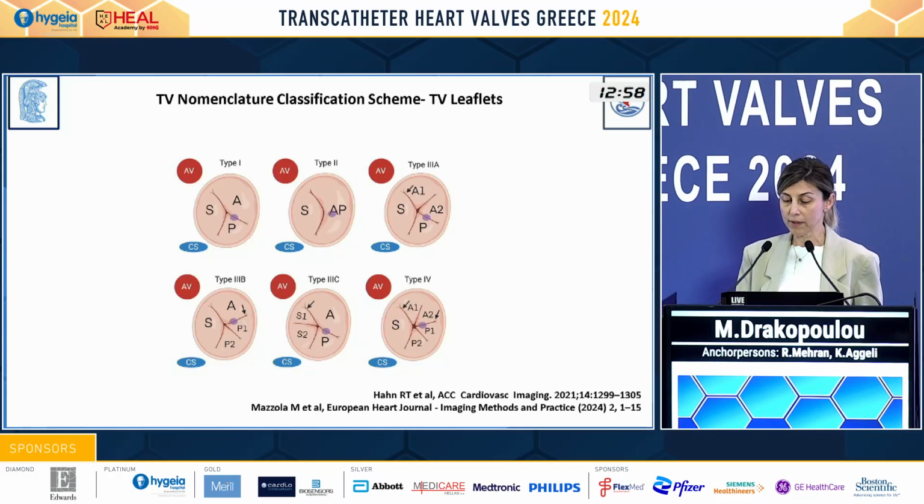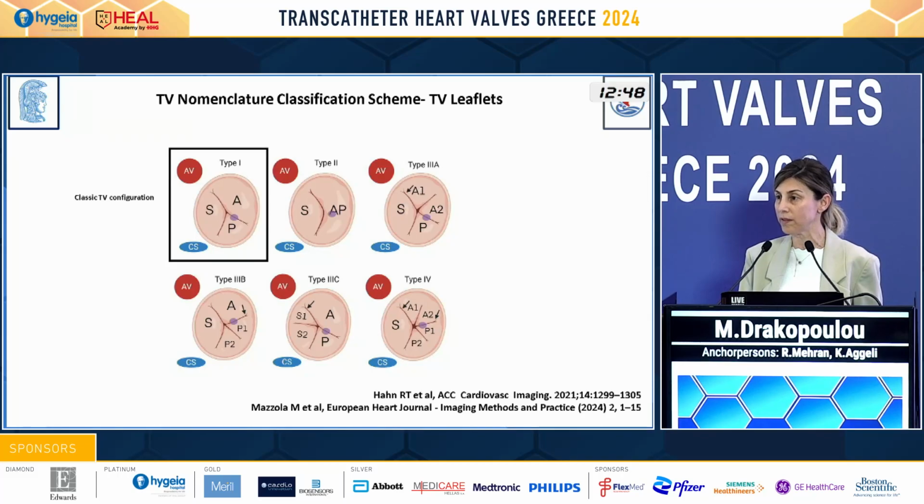So going to the annulus, we know that the annulus has a 3D configuration, but recently in 2021, we had the new classification of the tricuspid valve leaflets based on the variation. And we know that the type 1 valve with 3 leaflets is the classic form, which is the normal valve. However, we have other types, such as the type 2, where the anterior leaflets are fused, and we have 1 anteroposterior leaflet and 1 septal, type 3A with 2 anterior leaflets, type 3B with 2 posterior leaflets, and other types.